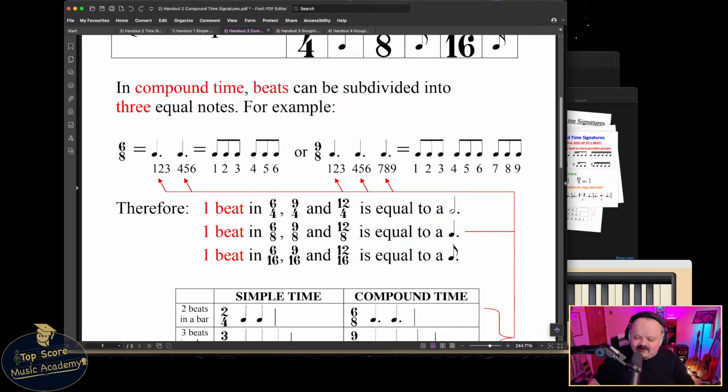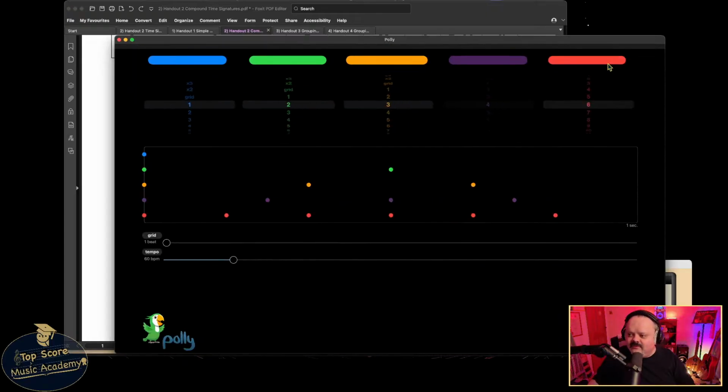I wonder if Polly can do it. It should be able to. How far does this go up? Quite a lot, actually. Wow. Up to 32. Impressive. What does that sound like? Awful. Okay, let's put it back down to 12.